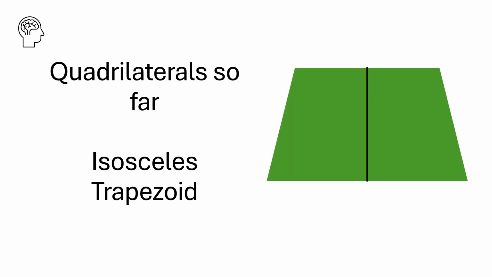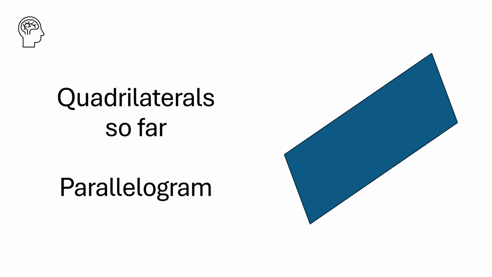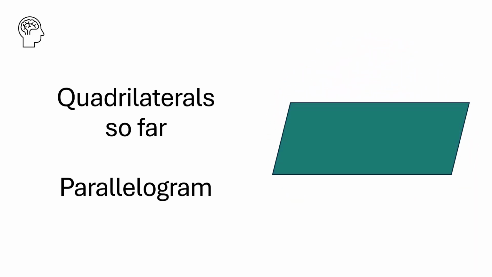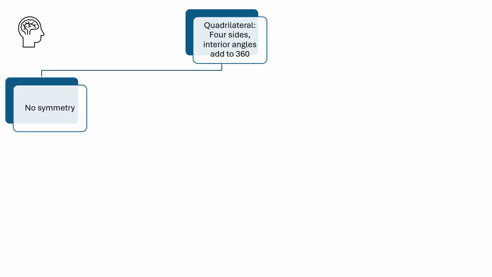We looked at trapezoids, and in particular we looked at isosceles trapezoids, which also have a line of symmetry, which gives us some angles and sides that are congruent. And we studied parallelograms, which don't have any lines of symmetry, but they do have rotational symmetry. So just in general, quadrilaterals have 4 sides, and they have interior angles that add up to 360 degrees.